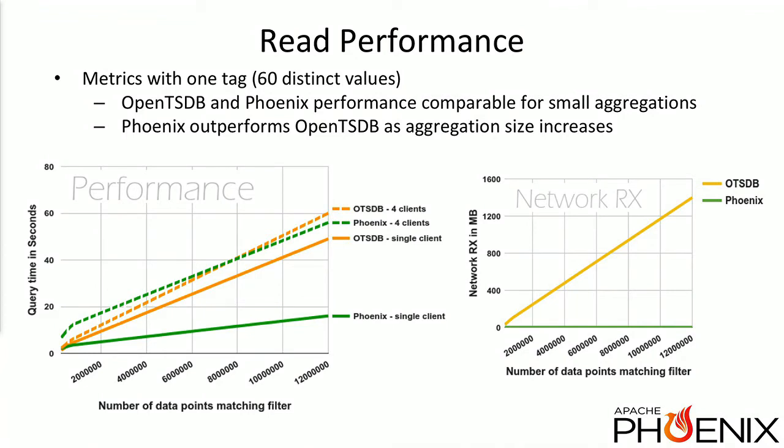Another benefit for Phoenix is that all the aggregation for OpenTSDB occurs on the OpenTSDB client. So we pull all of that data out and the aggregation gets performed on the client. But with Phoenix, all of that aggregation gets pushed down to the region servers. And so the resulting network traffic that gets pulled back out to the client is significantly smaller. And by significantly, I mean almost nothing compared to what OpenTSDB does.